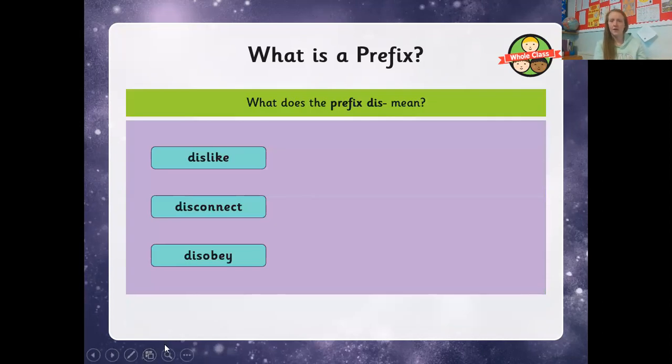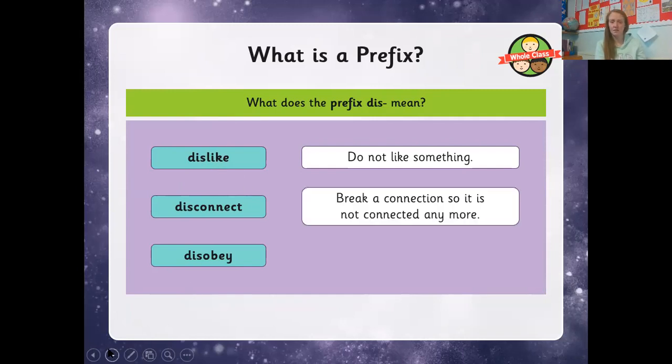Here we go. We've got 3 here. Oh, look, there's one that I found. Dislike means do not like something. But if we take dis off, the word like means that we do like something. Disconnect. Well, if we connect something, we put something together. If we disconnect it, it's not connected anymore. It's broken. The opposite meaning in a negative way.